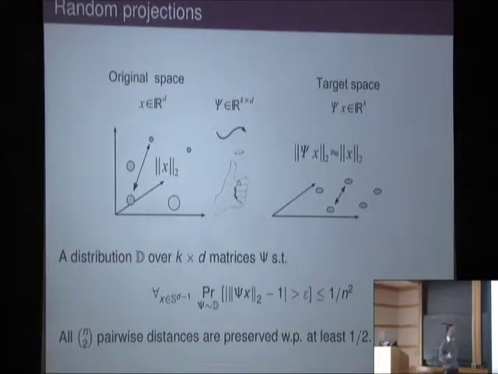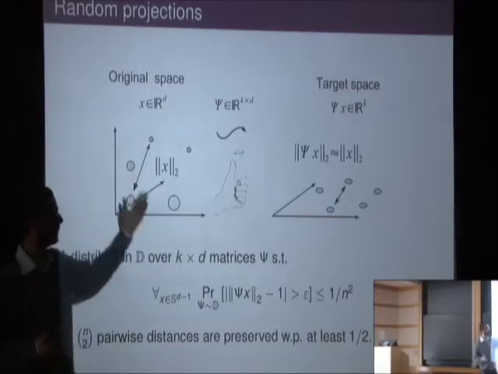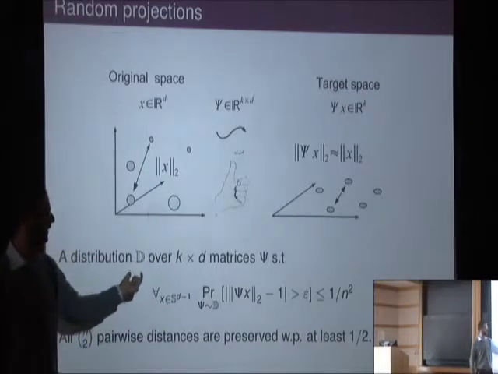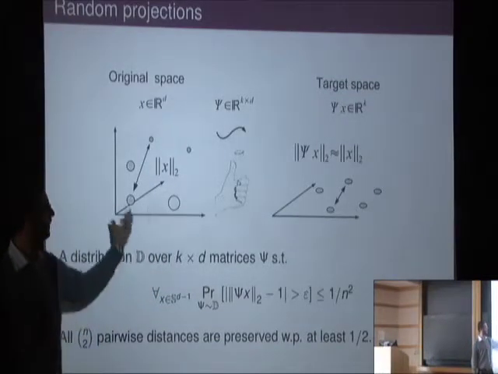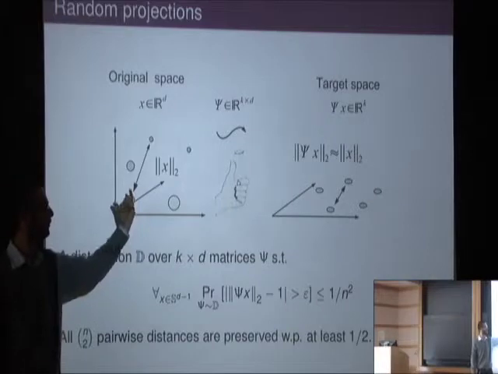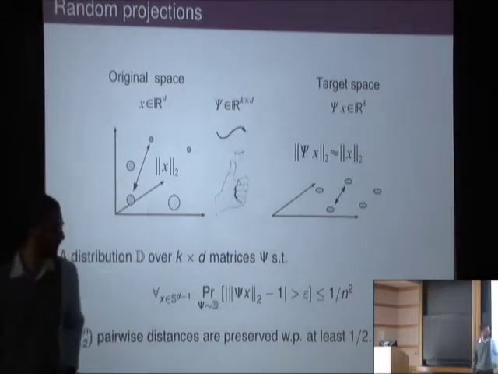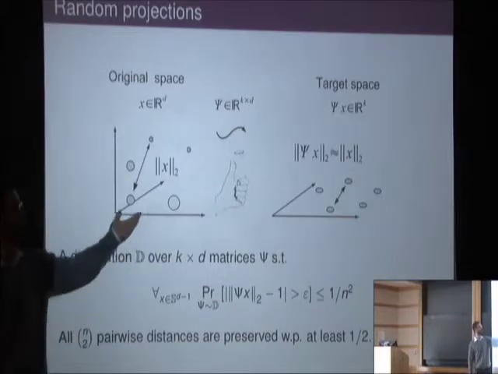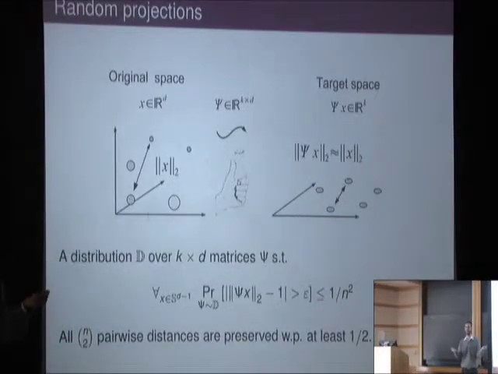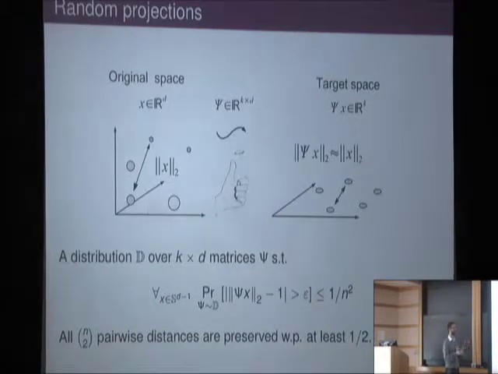So for random projections, what we say is that basically, if we just choose a projection psi randomly, such that the probability of any unit length vector being distorted by more than epsilon is smaller than 1 over n squared, then just by the union bound, I'm going to get that all pairwise distances are preserved. So the probability of failure is small enough that I know that all the distances are going to be preserved.